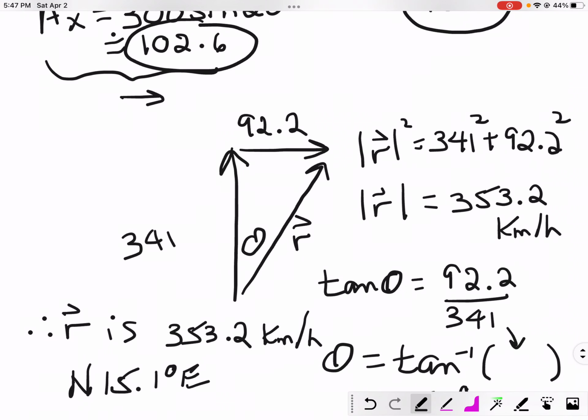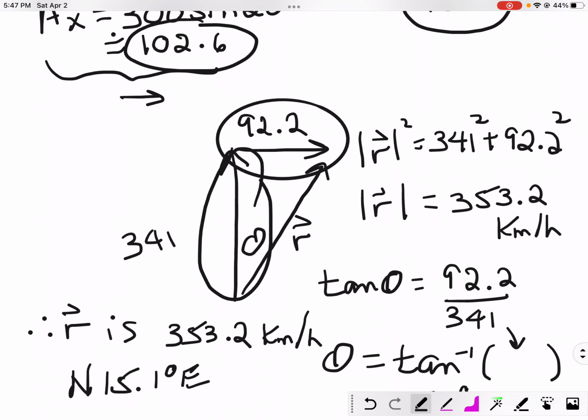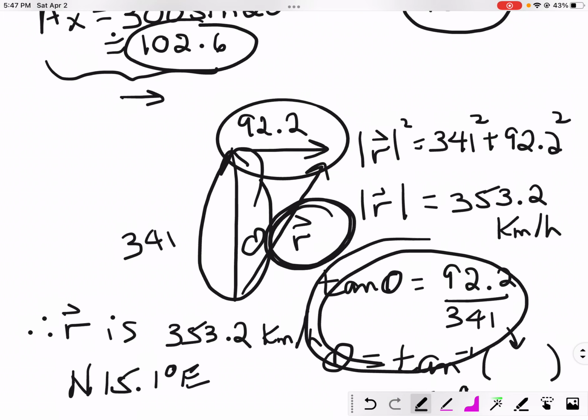Bottom line is, find this, Pythagorean theorem to find that, and then inverse tan to get the angle. That's how we're doing this question. A lot of steps, but very mechanical.